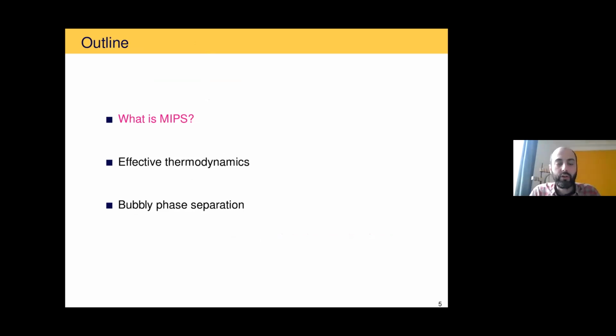So here's the outline of what I'm going to tell you now. Finally, I will tell you what we call motility-induced phase separation, or MIPS, and tell you in what model we observe it. And then I will show you that there are two levels of description for this transition. So first, using an effective thermodynamics, and then I will tell you about bubbly phase separation.